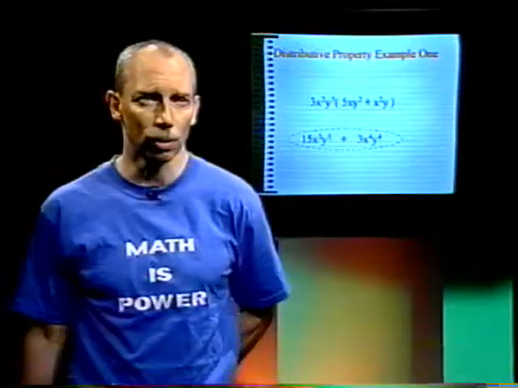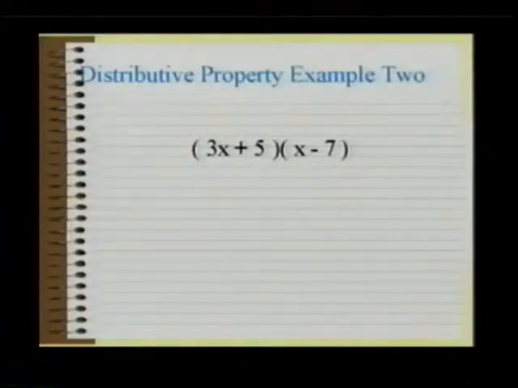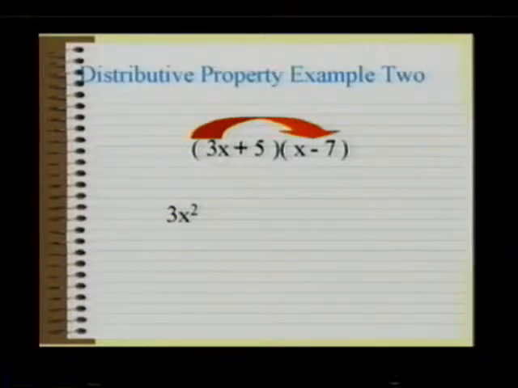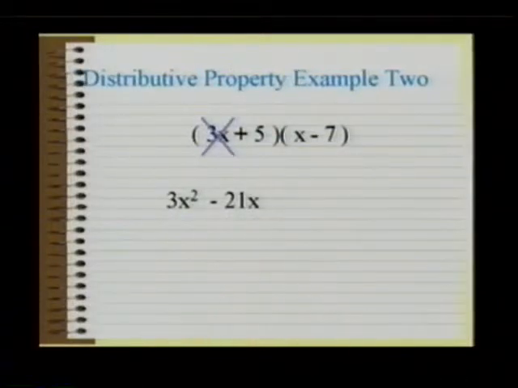Okay, now we have super distributive. Some of us call it FOIL. In this case, we have to distribute both the 3x and the 5. Let's take care of the 3x times the x, and I get 3x squared. 3x times the minus 7, and I get minus 21x. Now I'm done with the 3x, and let's take care of the 5.